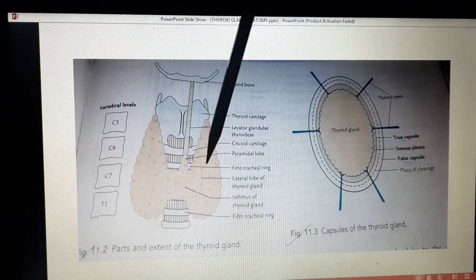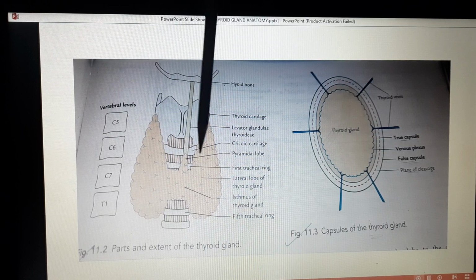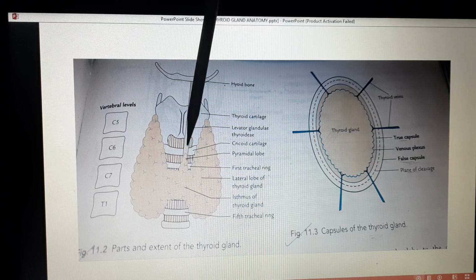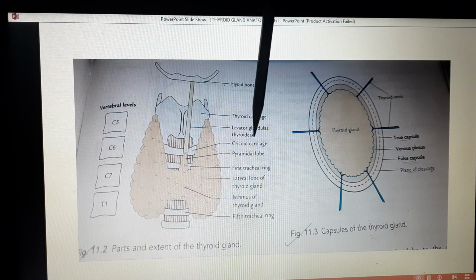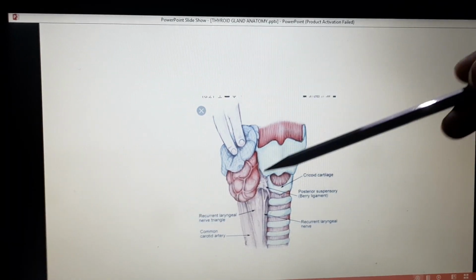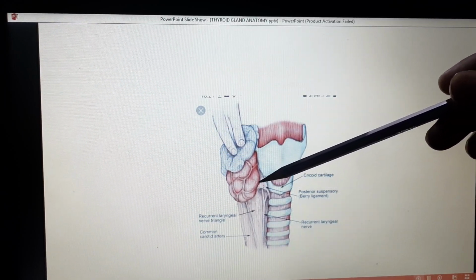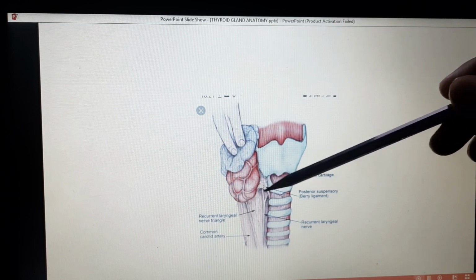In this picture, you can see the extent of the thyroid gland, and you can see this is the pyramidal lobe, and this is the fibromuscular band, which is known as levator glandulae thyroideae. So this is the pretracheal fascia, posterior part, thickened part, which attaches the thyroid gland to the cricoid cartilage. This is the ligament of Berry.